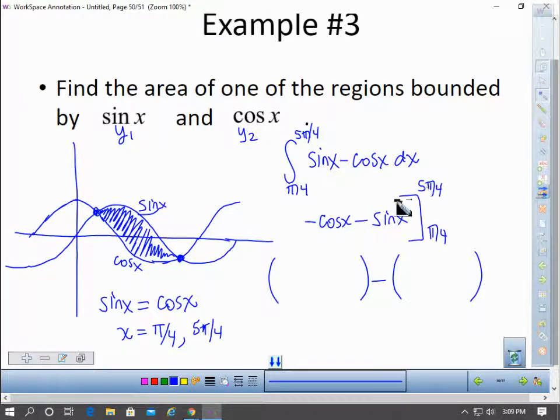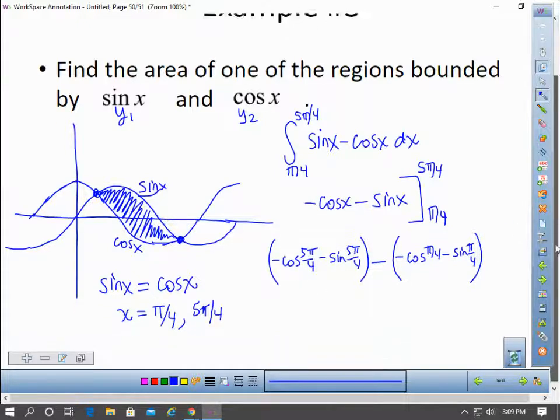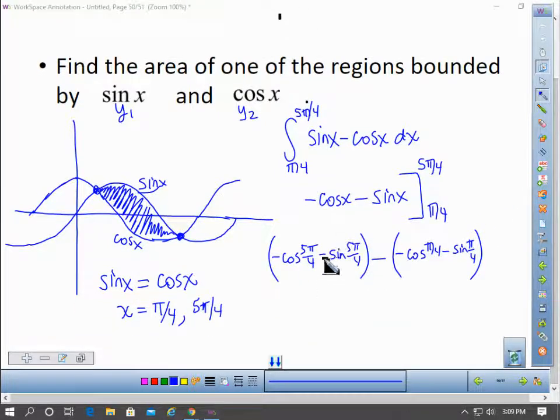So now we're going to put 5 pi over 4 in here, so that'll be negative cosine 5 pi over 4 minus the sine of 5 pi over 4. All right, then we're going to subtract and we're going to put pi over 4 in there. So this will be negative cosine of pi over 4 minus the sine of pi over 4. Now, you cannot leave it like this. You have to actually go find the answers.